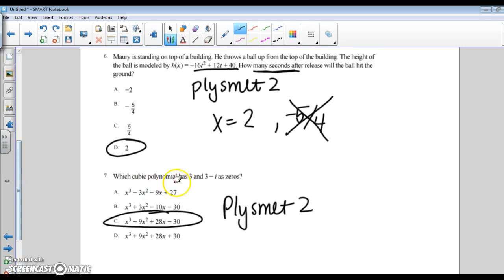Number 7 gives you the answers. You have to work your way backwards with the answers. PolySmalt 2 until you find 3 and 3 minus i as answers. That answer is C.